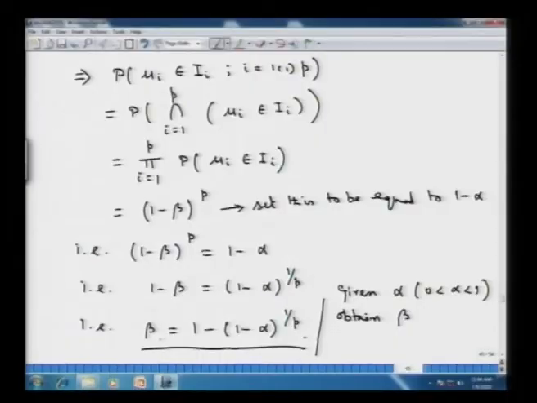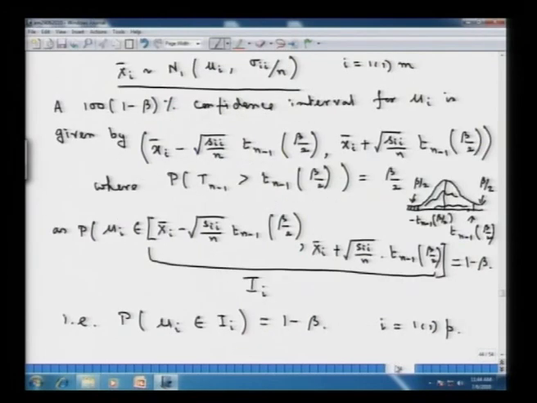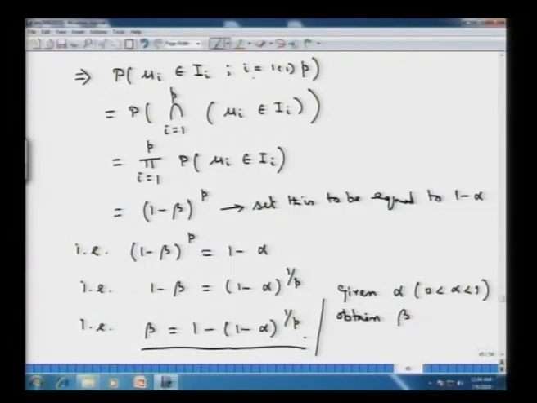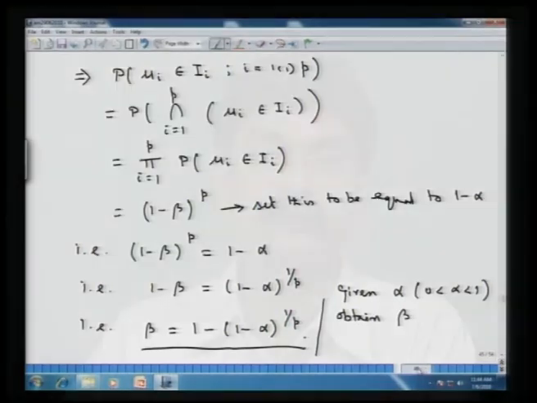So, we can obtain beta from here, and then using that beta we go back to this equation, where we can easily obtain a 100 into 1 minus beta % confidence interval for mu i. We can use that beta in this statement and find the confidence interval corresponding to that particular mu i component. Once we have the confidence interval for each mu i component, we can use that in the statement here and get a 100 into 1 minus alpha % simultaneous confidence interval for p of these quantities. Now, this p can also be all the m components, right.